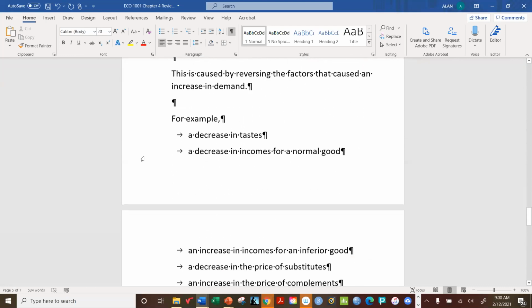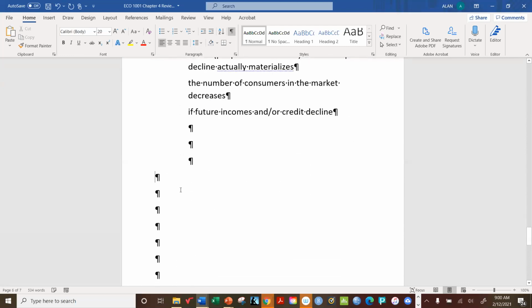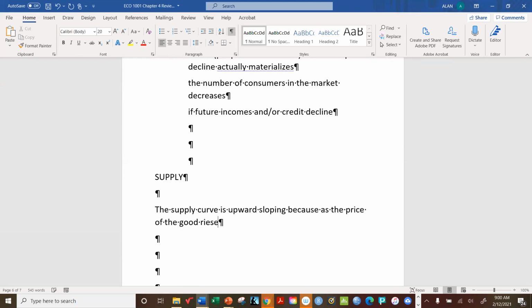Consumers are trying to maximize their satisfaction from every dollar that they spend. So with the supply curve, it is upward sloping because as the price of the good rises, it becomes more profitable to sell the good. So more units of the good will be made available to the market.